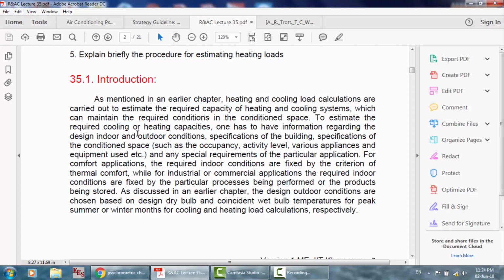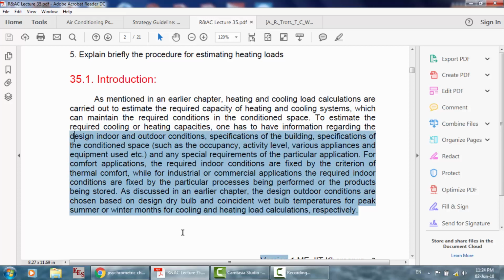So, to estimate the required cooling or heating capacities, one has to have information regarding design indoor and outdoor conditions. That's why in HAB we used these things for calculations. Specifications of the building, specifications of the conditioned space, such as the occupancy, activity level, various appliances, and the equipment used. We talked about all these kinds of things when we talked about HAB. And any special requirements of the particular application.